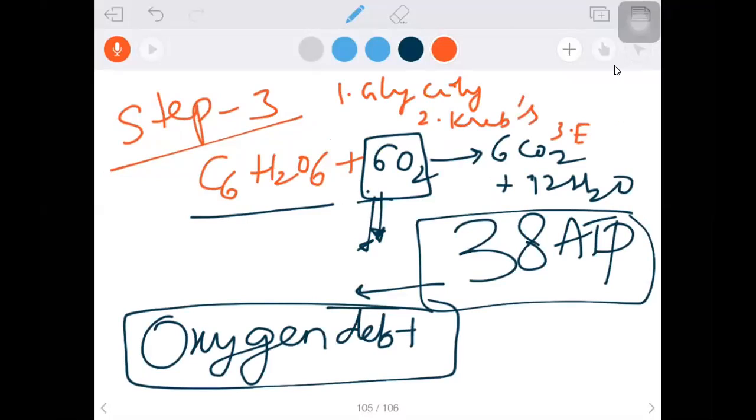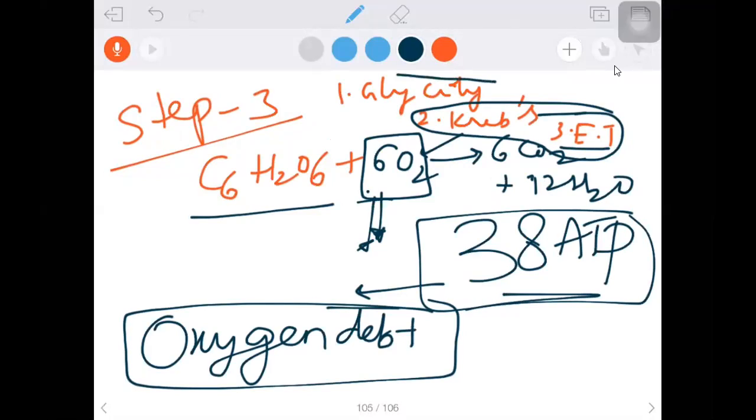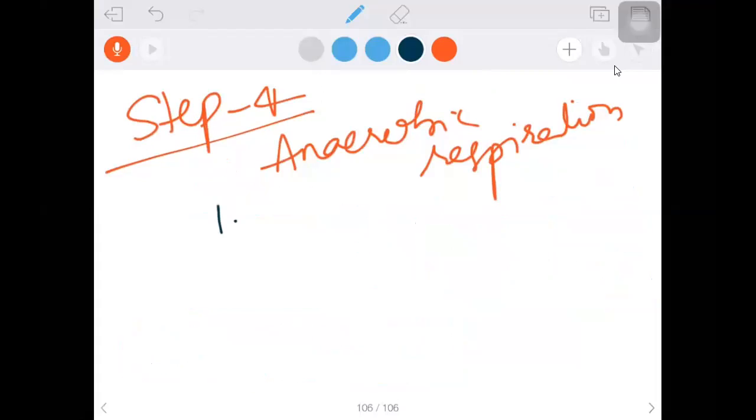There are three steps in respiration: glycolysis, Krebs cycle, and electron transport. Of these three, the Krebs cycle and electron transport require oxygen, and they release a large amount of energy. That is the advantage. But glycolysis doesn't require oxygen. So when only glycolysis occurs, that is anaerobic respiration.